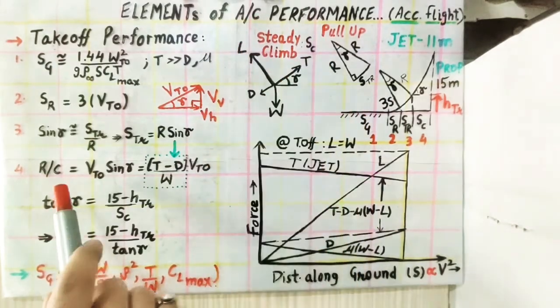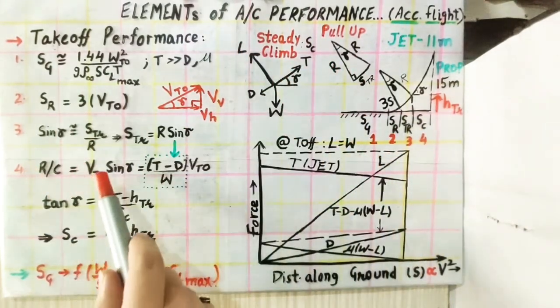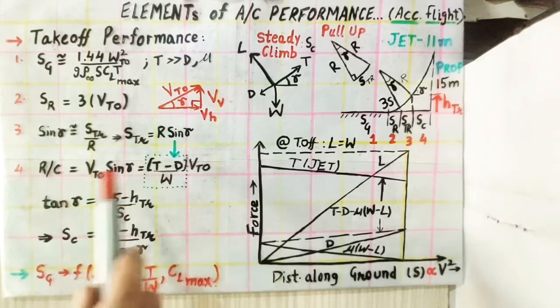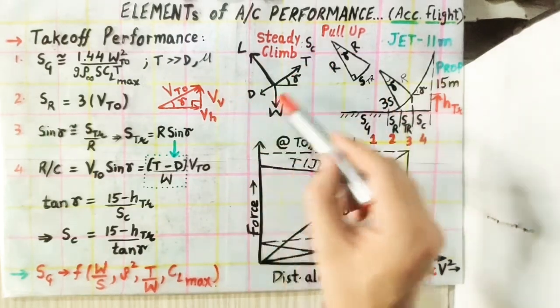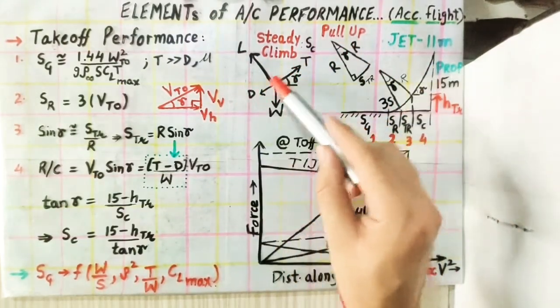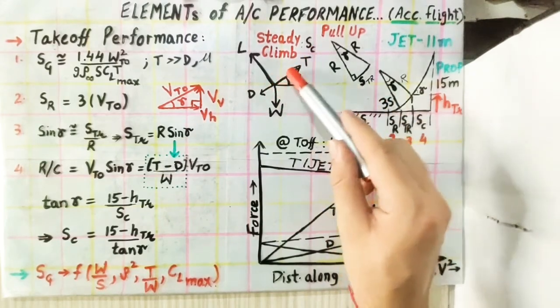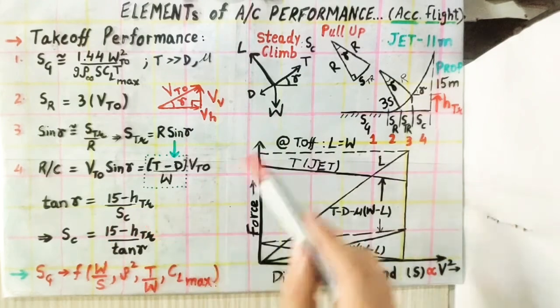And steady climb rate of climb is given by V times sine gamma. If you remember, we have done this earlier. Rate of climb is V takeoff times sine gamma. Because if the aircraft is following the flight path in this climb phase, then thrust is the forward force along the flight path, drag is opposite, lift is perpendicular to the flight path, and weight is always towards the center of the earth, or downwards you can say.